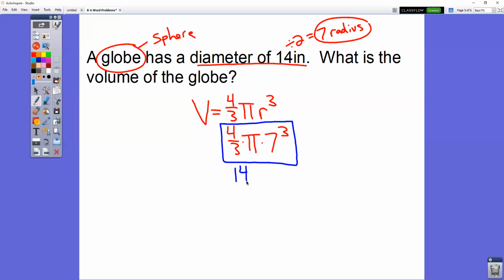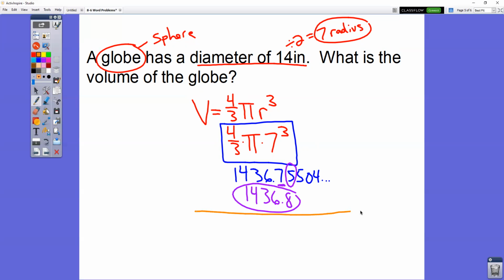You get 1,436.75504, blah, blah, blah. We're going to round our answer to the nearest tenth. The 7 is in the tenths place. We need to look at the number after it. That number after it is 5 or higher, so this is going to round up to be 1,436.8.